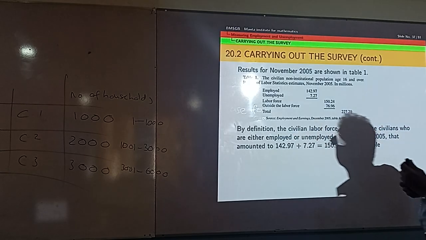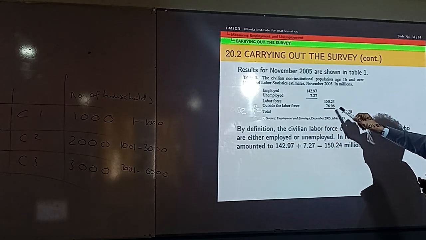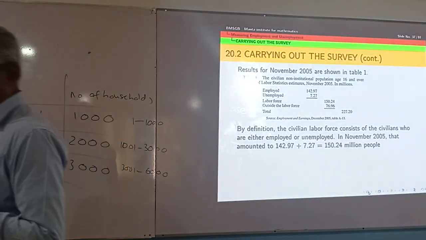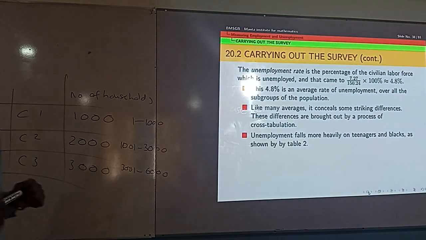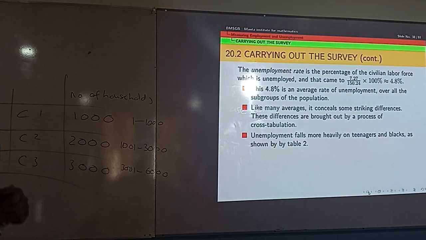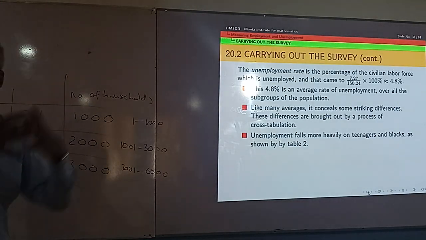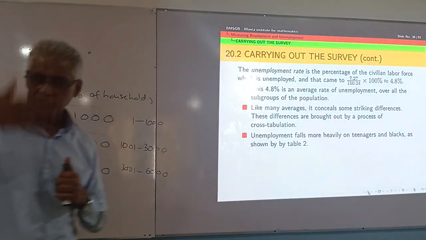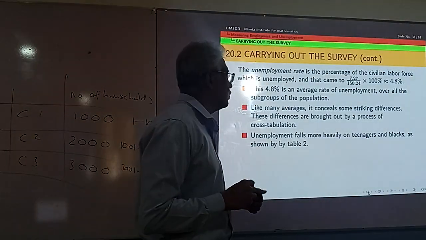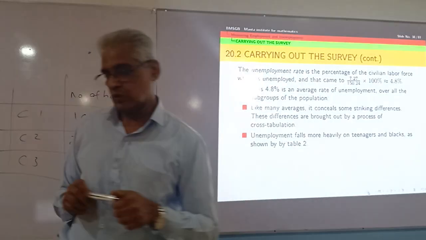From this, the unemployment rate is this number divided by the labor force: total unemployed divided by the labor force times 100. The unemployment rate calculated like this is going to be 4.8%. This table gives you the overall total, of course with data collected from different states. So this 4.8% average of unemployment is the overall one.